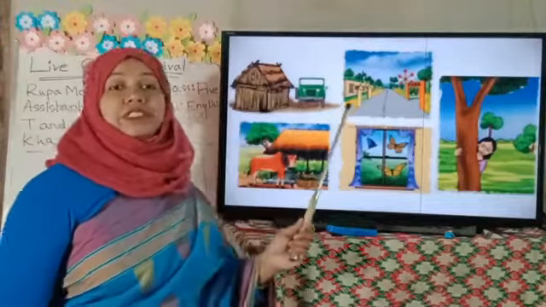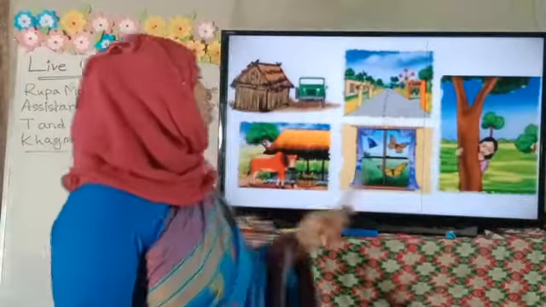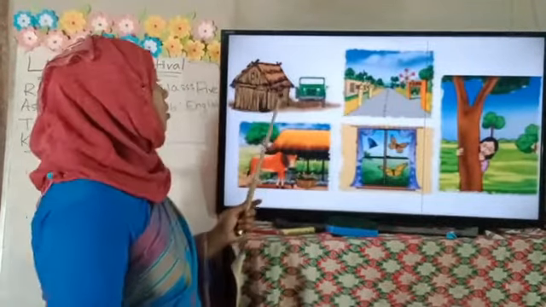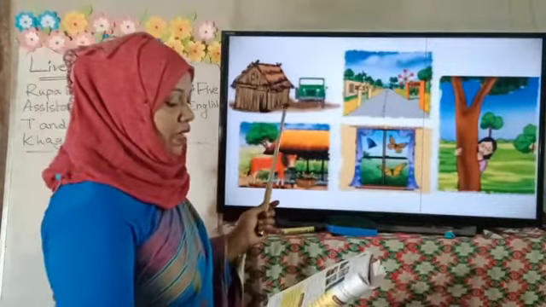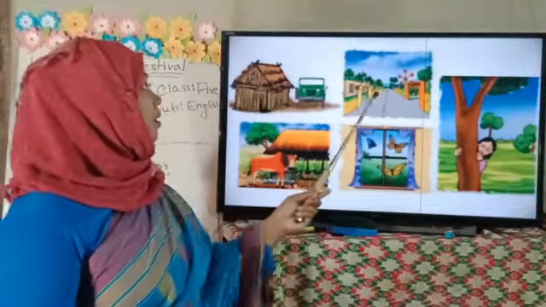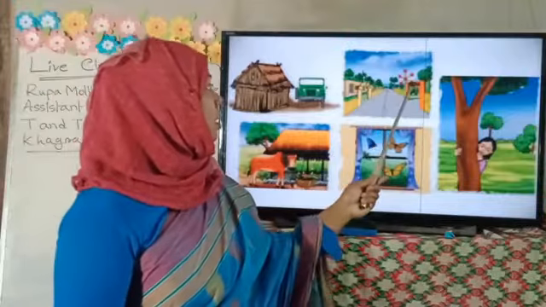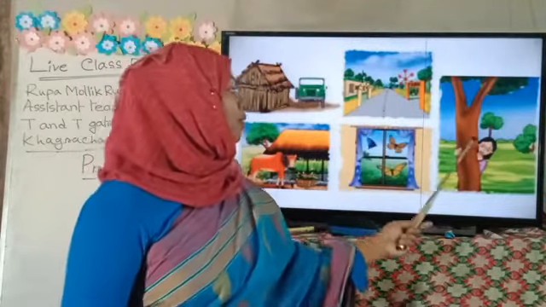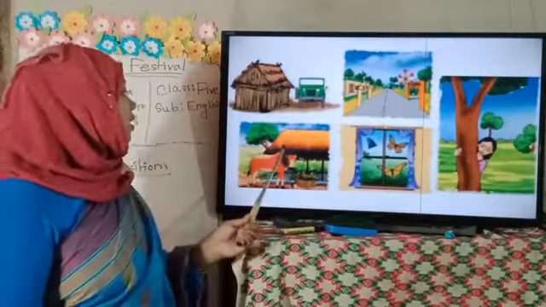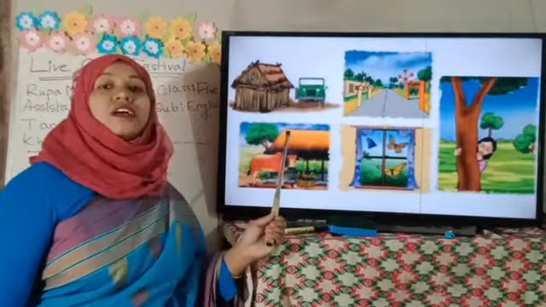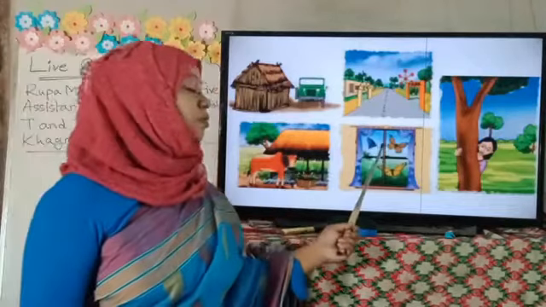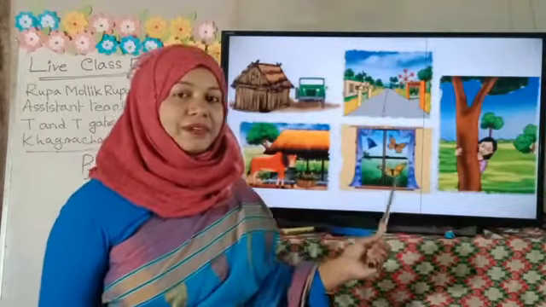Now look at the pictures, dear students. This picture is from our text. Look, we can see a hat here. There is a car. We can see a road, a park, a school. We can see a girl, a tree. Then here we can see a cow, a tree, a hut. Then we can see a window. We can see a butterfly here.